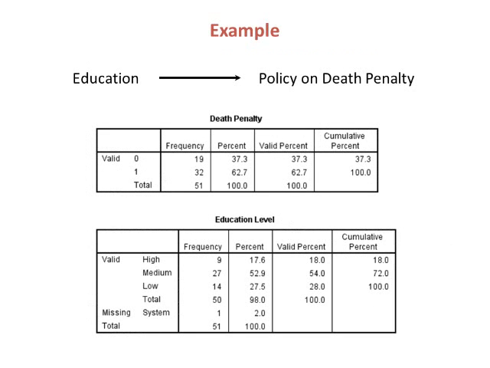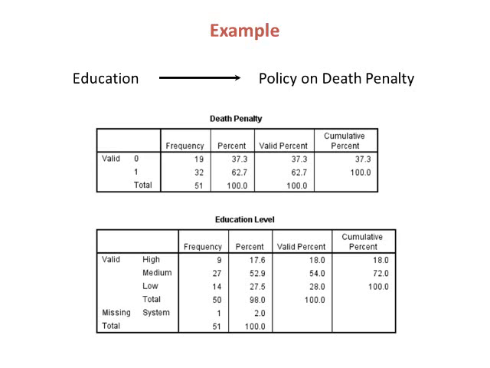The example in this presentation has to do with whether education influences policy on the death penalty. The state is the unit of analysis. The hypothesis is that as the level and quality of education rise, the likelihood that a state will have the death penalty decreases. The frequency tables for these two variables are shown here.